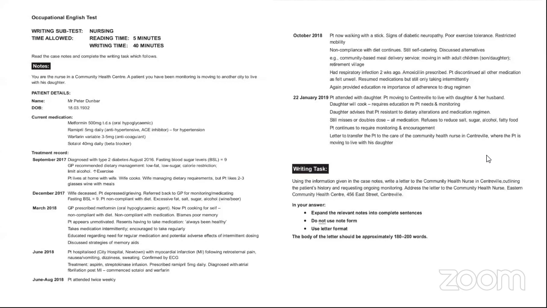And the reader is a community nurse. There is no relationship between the reader and the patient, and also the writer and the reader. And the main purpose is to request the nurse to provide continuous monitoring and encouragement to the patient for treatment compliance. Okay, so what's the type of letter? It's a transfer letter. Okay, correct.